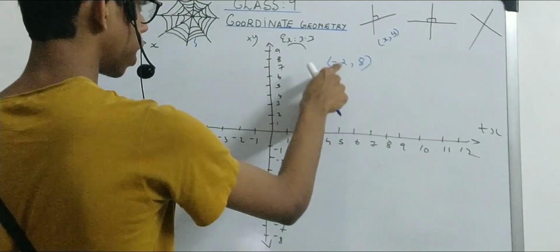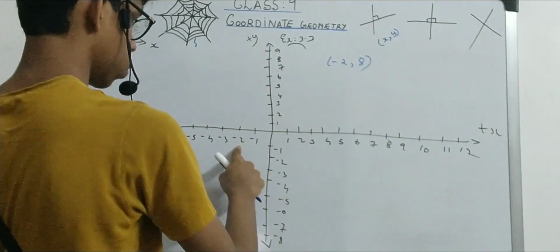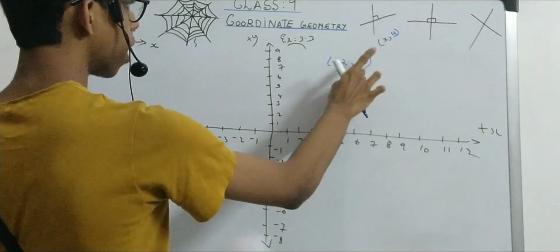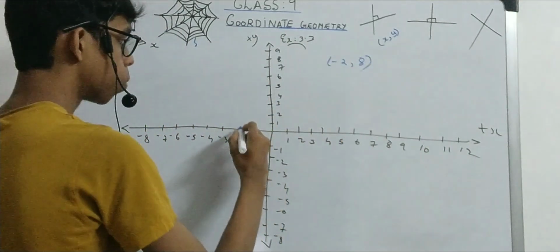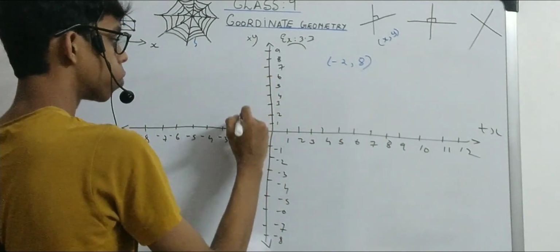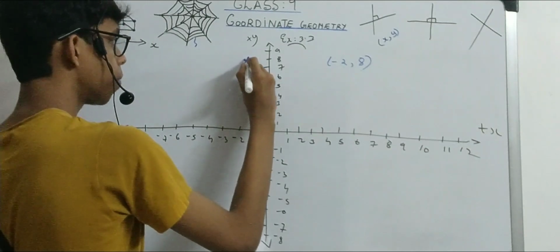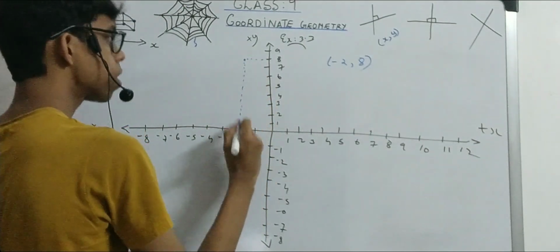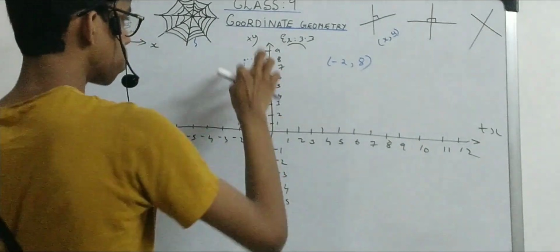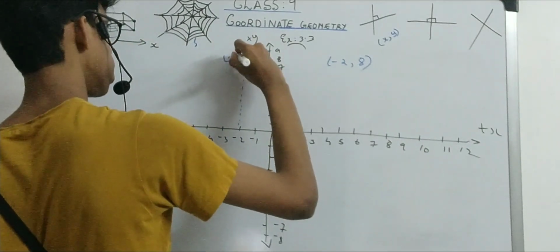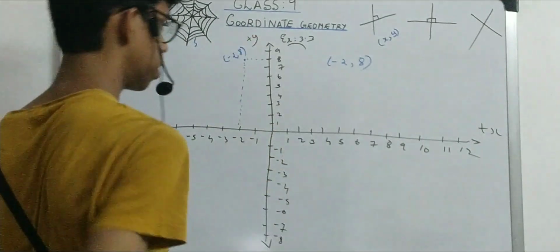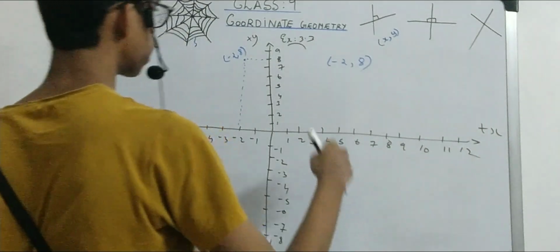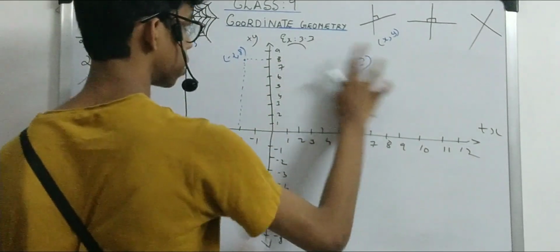So just see, minus 2 is on the x axis, and on the y axis it is 8. So minus 2 comma 8 means it will lie over here. This is 8, and this is minus 2. So this point is your minus 2 comma 8. I hope it is clear. This is minus 2 comma 8.